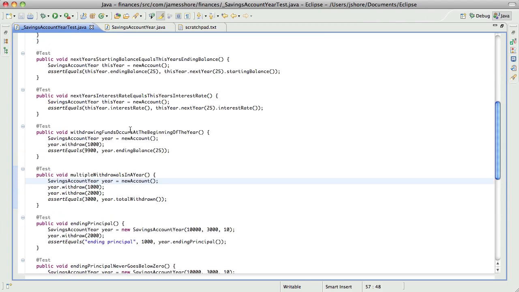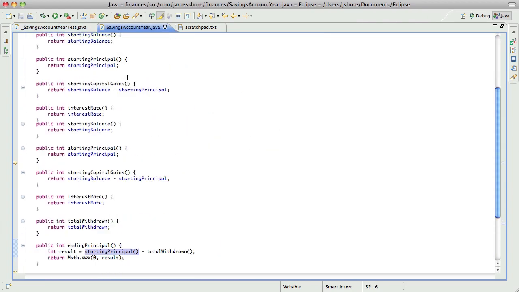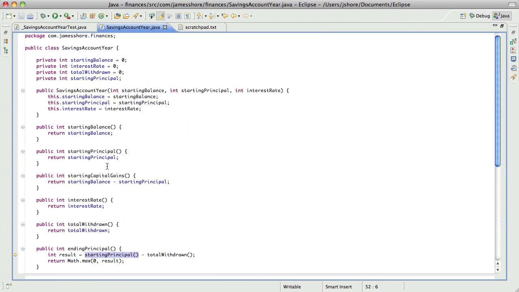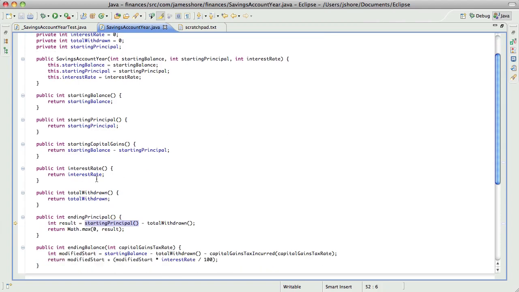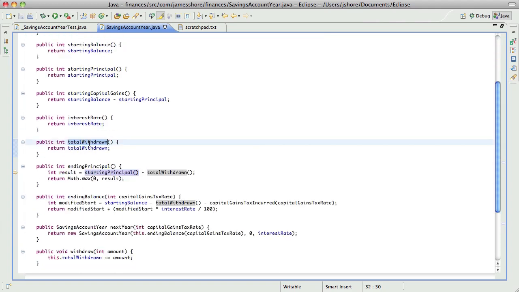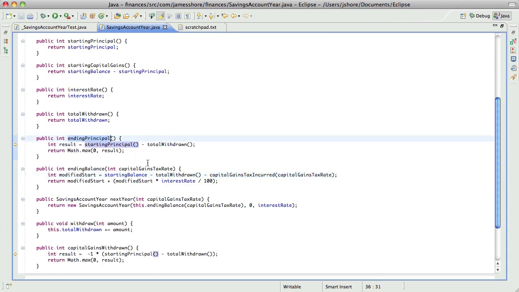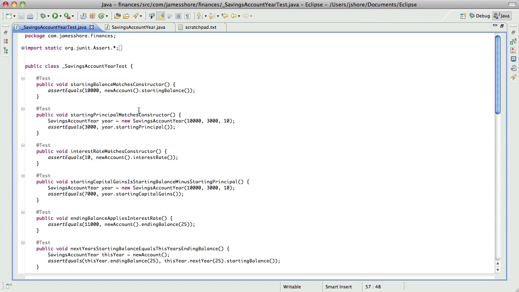We've got our starting capital gains, and let's just look at this. Starting balance, starting principal, starting capital gains, interest rate, total withdrawn. That's kind of a misnomer, because total withdrawn is actually total withdrawn minus capital gains tax incurred. Well, might need to rename that. Ending principal is the starting principal minus the total withdrawn. Let's put in an ending capital gains. Starting principal matches constructor.